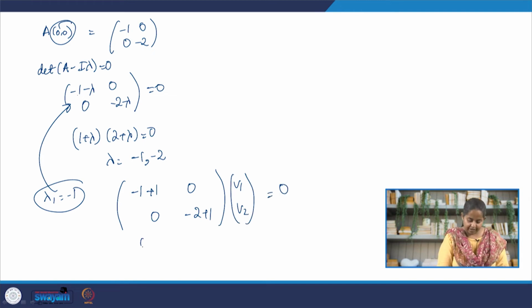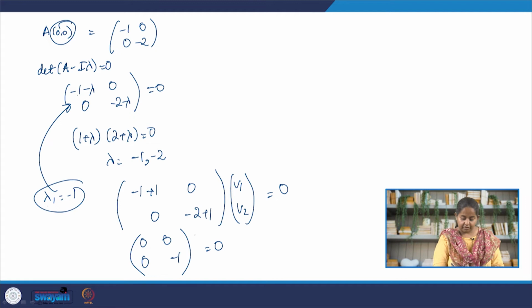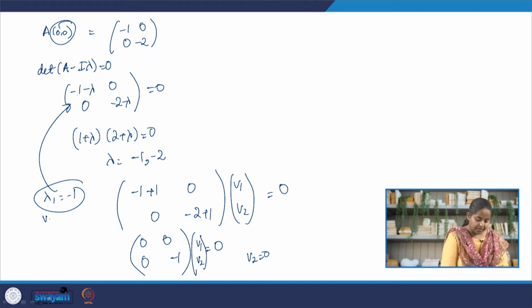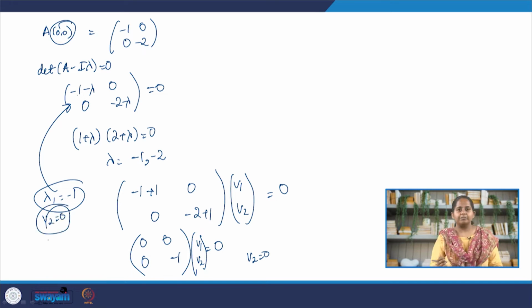So, basically we get 0, 0, 0 minus 1 is equal to 0. So, for lambda 1 equal to -1, sorry, I forgot this vector here, what we get is that v2 is equal to 0. This is our eigenvector. Now, v2 seems like not very clear, maybe it is a little confusing, but I would be very happy to walk you through this.